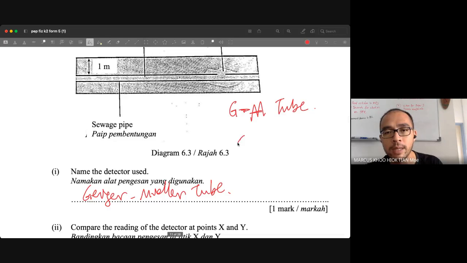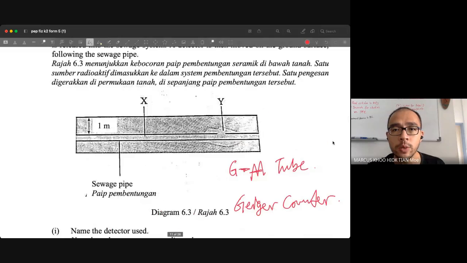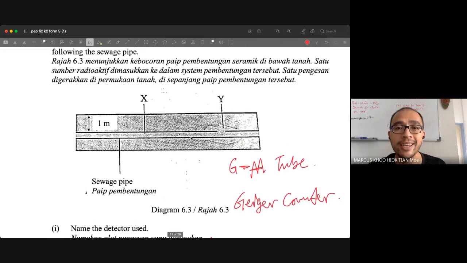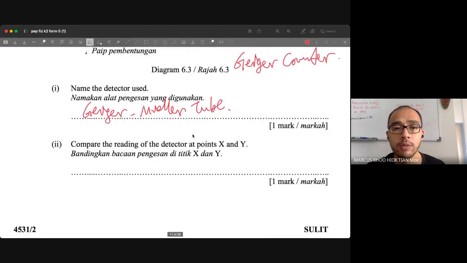Somebody wrote Geiger counter. Okay, Geiger counter can, but because we're using it for underground, we don't use Geiger counter. We use Geiger tube. Geiger counter is usually for the surrounding air. Kalau udara dia sekeliling, then we use Geiger counter. Geiger Muller tube. Compare the reading of points X and Y.